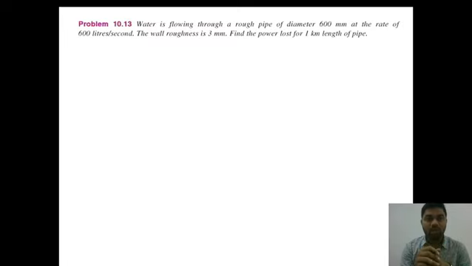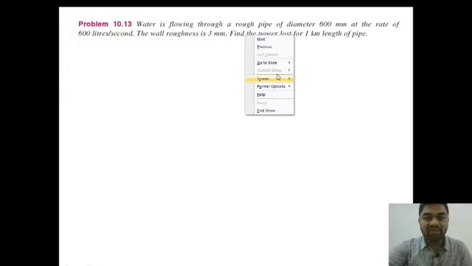It is given that water is flowing through a rough pipe of diameter 600 mm at the rate of 600 liters per second. The wall roughness is 3 mm. Find the power loss for 1 kilometer length of pipe. What we need to find out is the power loss for 1 kilometer length of pipe.